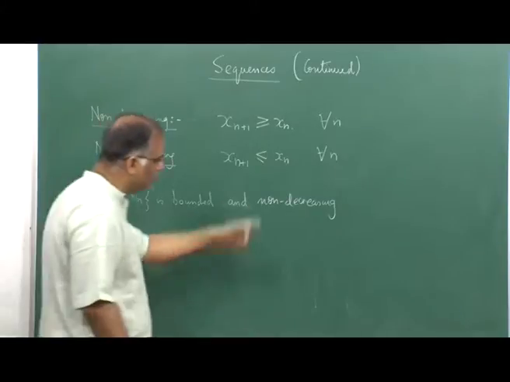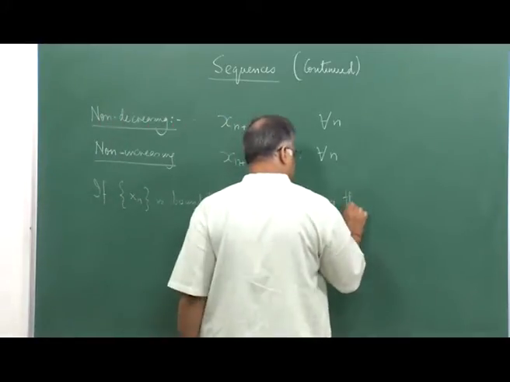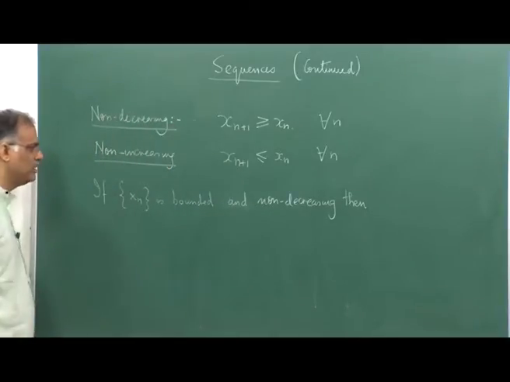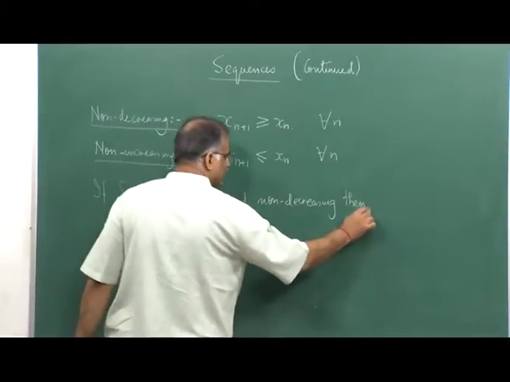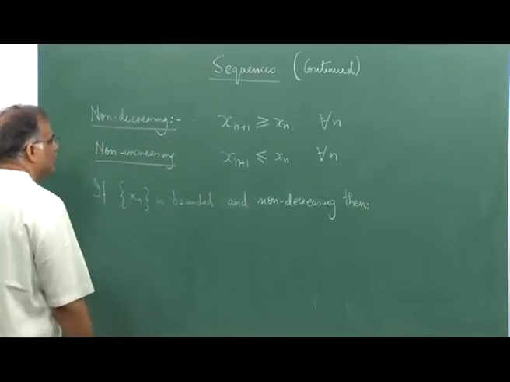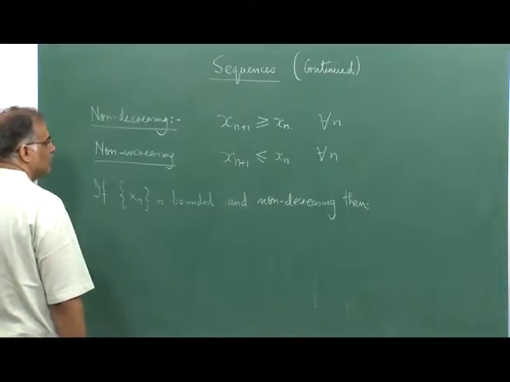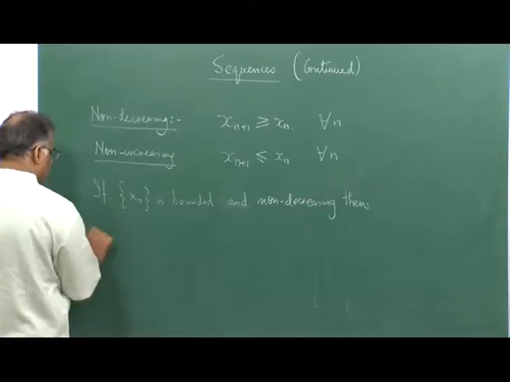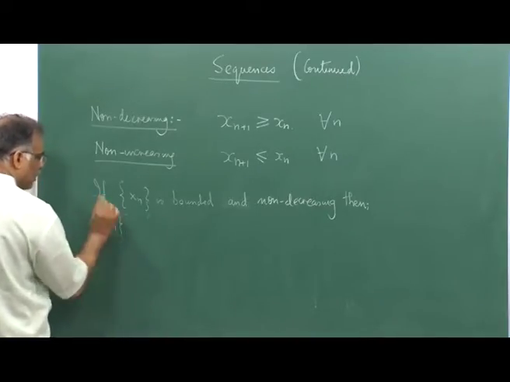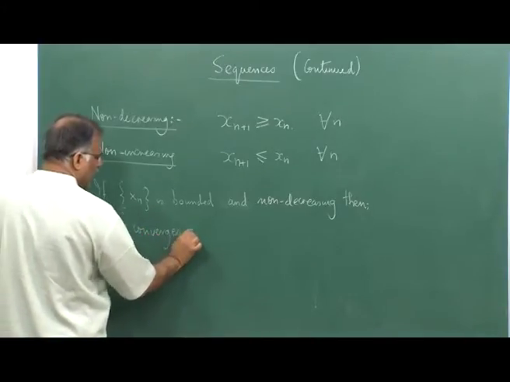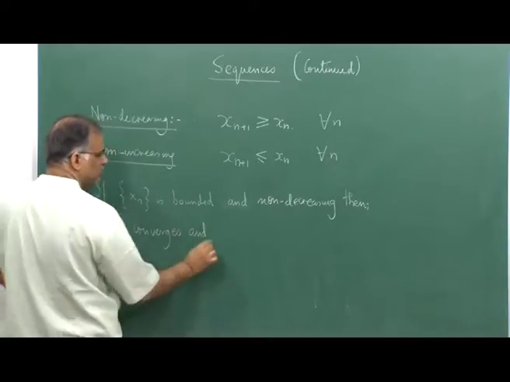So if xn is bounded and non-decreasing, then xn converges and converges to the supremum.